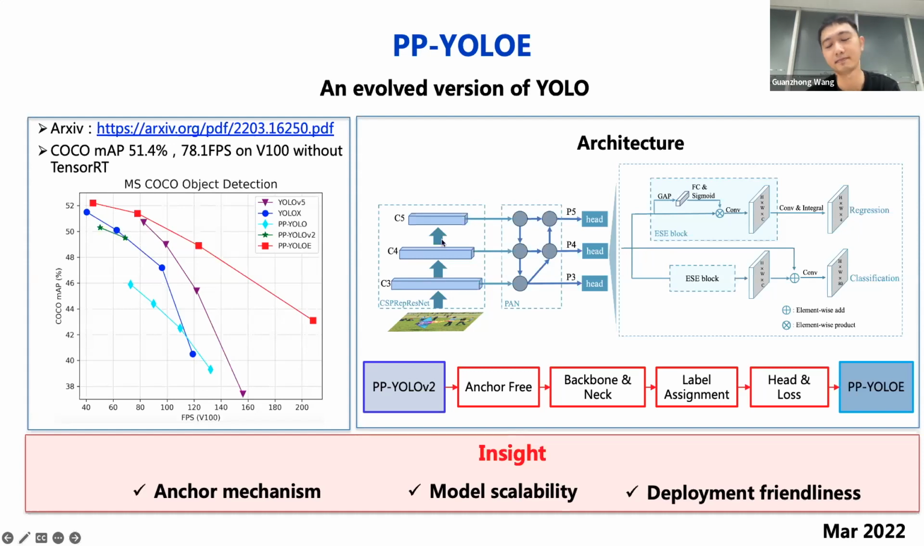PP-YOLOE step by step. And as a result, PP-YOLOE achieves 51.4 mAP on the COCO dataset and 78.1 FPS on Tesla V100, which makes a large improvement compared to the previous state-of-the-art models. And PP-YOLOE also has different scaled models with S, M, L, and X versions, and they can be changed just in the configuration file, so it is easy to use.